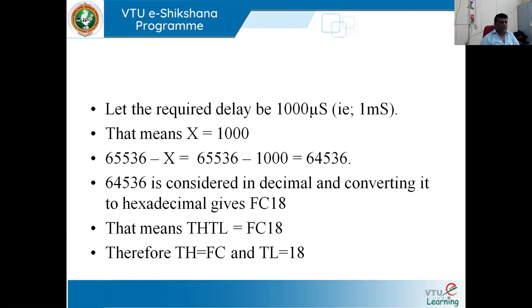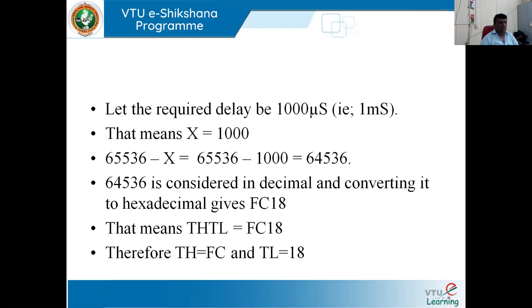Okay. So let us take an example. Let us assume that the required delay will be 1000 microsecond, or 1 millisecond. Most of the time, the values may be given in millisecond or in microsecond, so we always need to look into the microsecond value. So if the required delay is 1000 microsecond, in this case X is 1000. So 1000 is the delay we require.